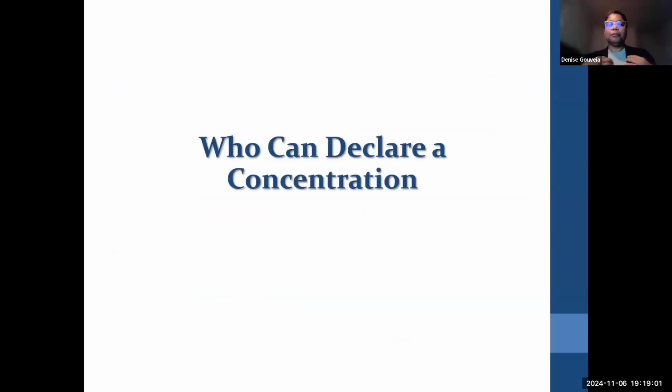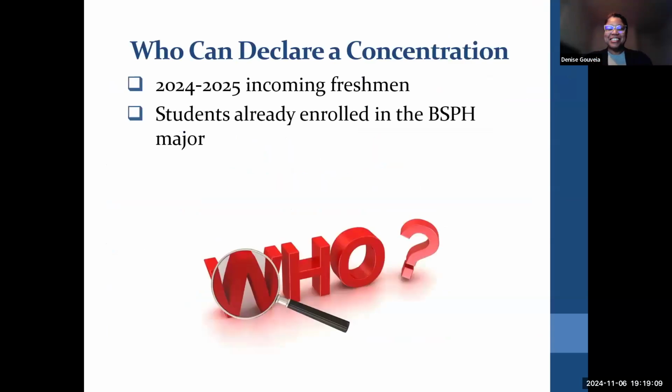Okay. So, who can declare a concentration? I know that's the burning question this evening. All freshmen who are incoming for the 2024 to 2025 academic year, so that would be students who started in fall of 2024, which is this semester, going forward, must choose a concentration and they can declare it. Some of you, if you are on this call, are probably still a pre-major that we're getting ready to flip into one of the concentrations. Also, students who are already enrolled in the BSPH major may declare a concentration as well. And then we'll have more information about that coming up.